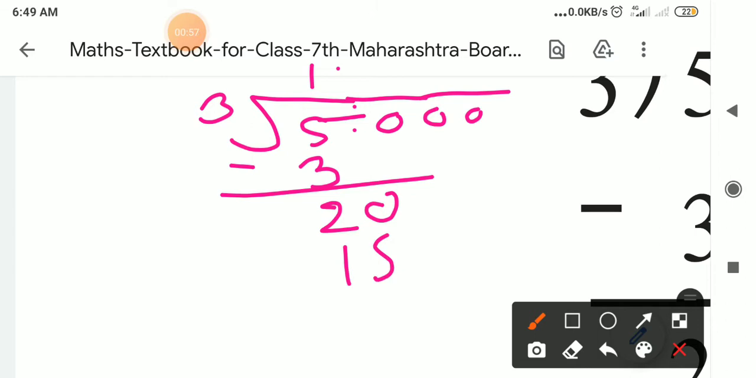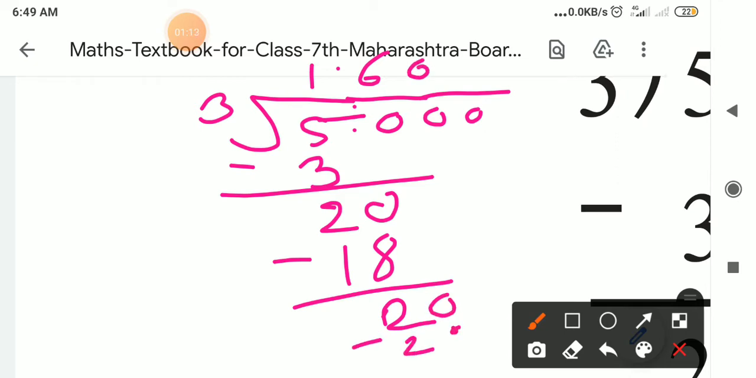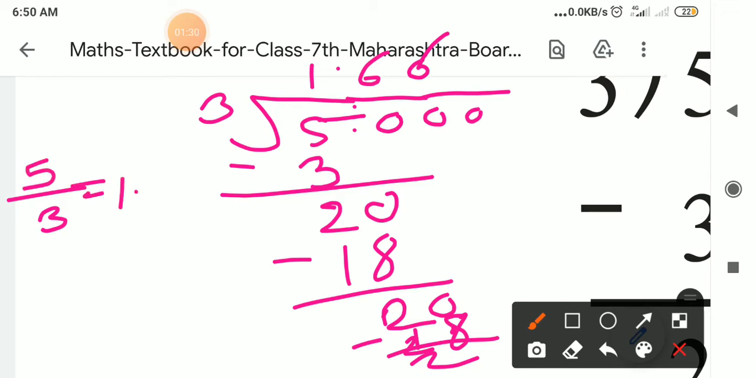3 6s are 18, okay, subtraction again here. Here remains how much? 2, again 0 taken, again 3 6s are 18, again 18 will come, and in subtraction 2 will come. So when you solve this example, you will notice that the number 6 is always repeating. Again you divide, so you will get the answer: 5 upon 3 is 1.6666, never ending.